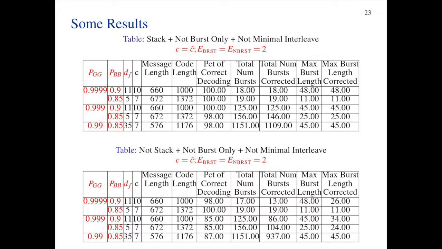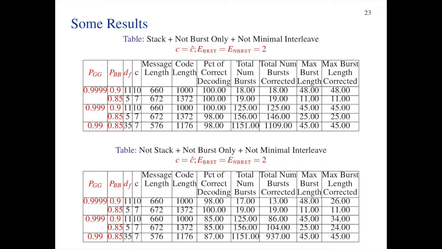so the idea here is, let me explain these 2 tables. Remember, based on the channel that you have, you might have some information on what you think the average burst length is. You might have some information on how many errors you think are going to occur. And so what you could do is send just one complete system.